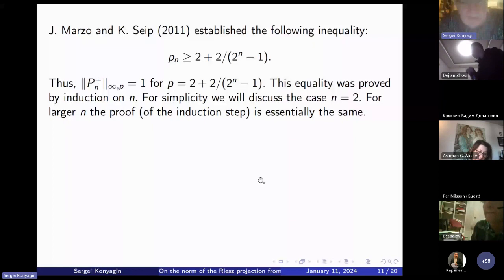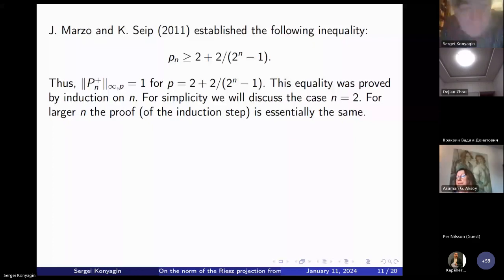The equality was proved in the paper by induction on n. We'll give some comments on the proof for the case n equals 2. And for other values of n, the proof is actually similar.